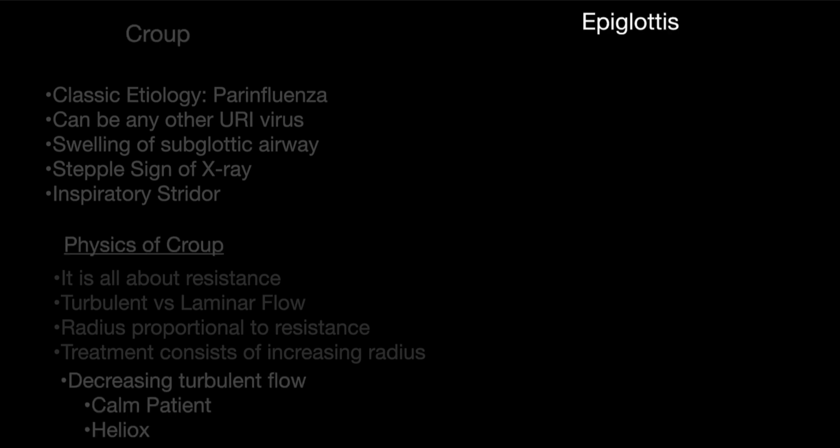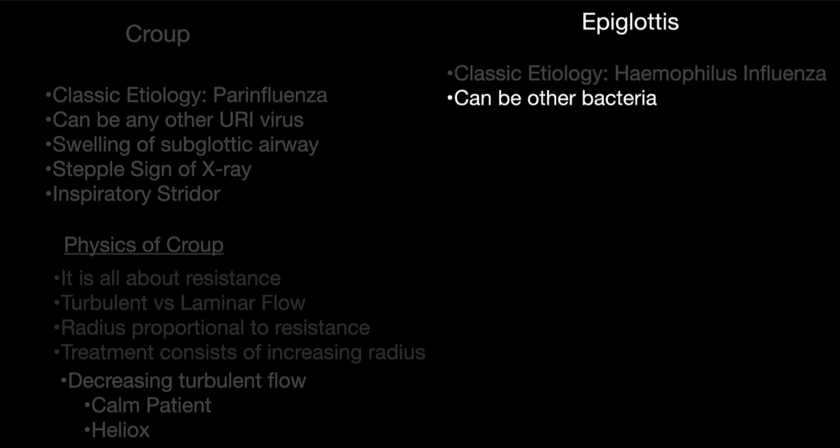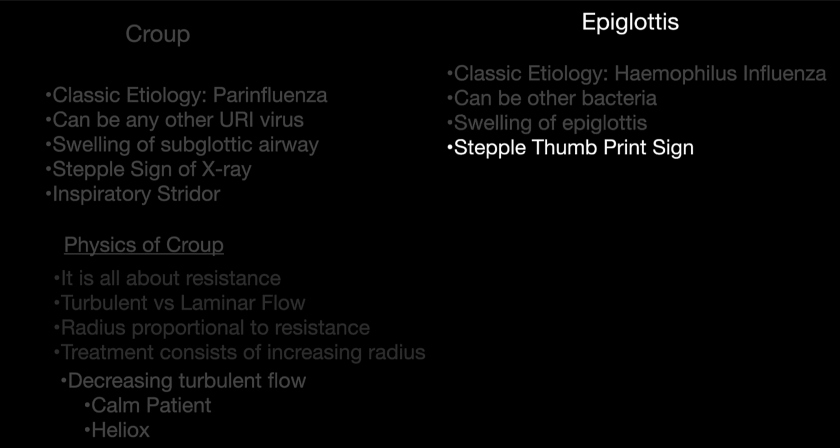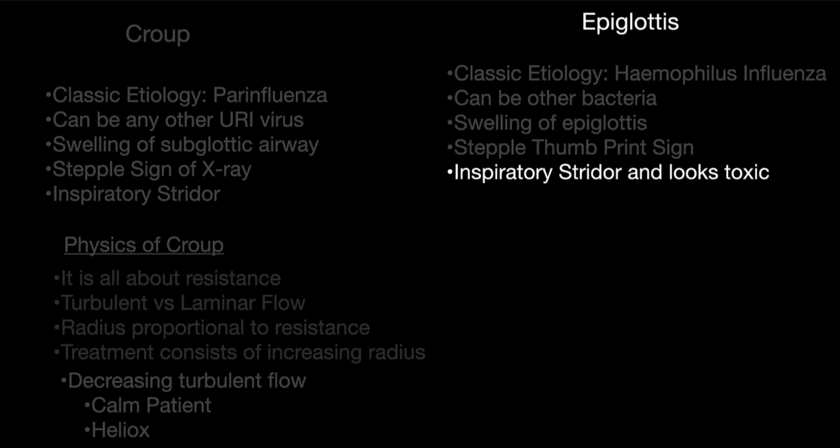So that's croup. What about epiglottitis? Well, it's classically caused by Haemophilus influenzae, but it can be caused by other bacteria as well. We still see epiglottitis almost never with Haemophilus influenzae because of the vaccine, but we do see it with other types of bacteria. It's swelling of the epiglottis, which is the little floppy thing above the airway. And you see the thumbprint sign. And you can have inspiratory stridor just like croup, but unlike croup, these patients look like they're going to die. They look toxic.